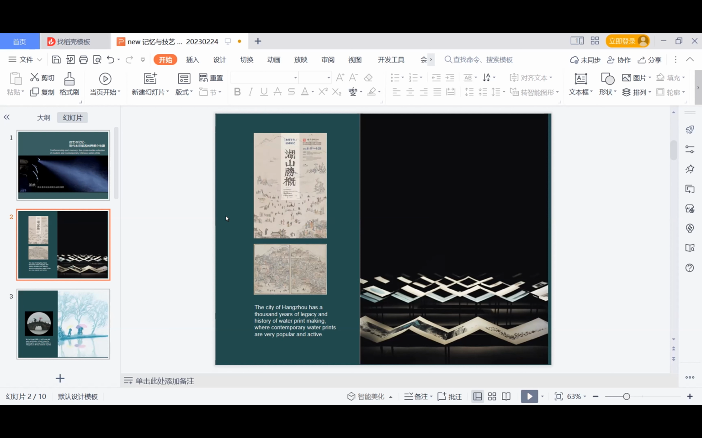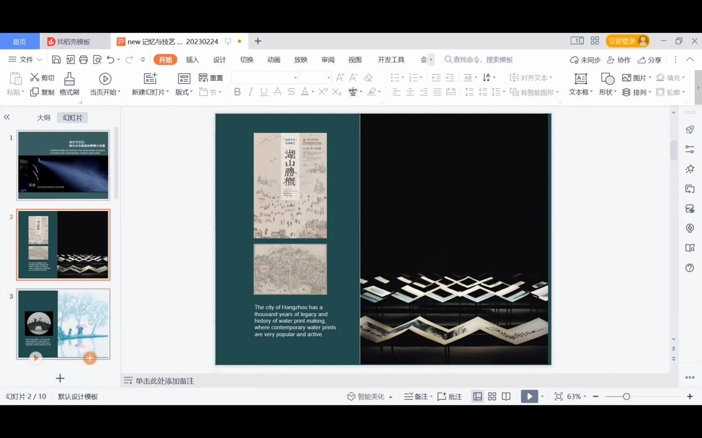The city of Hangzhou has 1,000 years of legacy and history of water printmaking, where contemporary water printmaking as a practice as well as a culture is still quite popular and active nowadays. The Zhejiang Art Museum, ZAM, has more than 500 pieces of original modern and contemporary water prints.